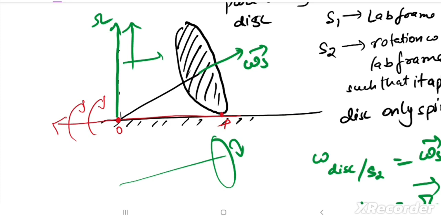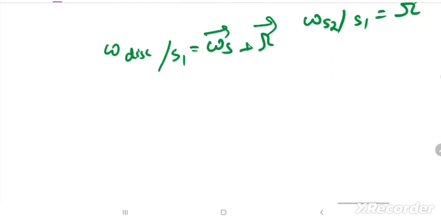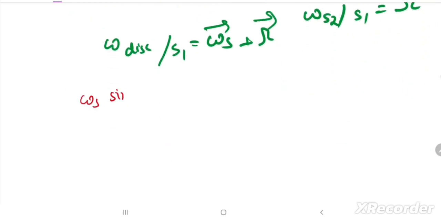Basically, the summation of omega s vector and omega vector will point towards the instantaneous axis of rotation. Now we know that the instantaneous axis of rotation is pointing along the x direction. So I can say that the y component of the net angular velocity should be 0. And suppose this is theta. So I can say that omega s sine theta plus omega vector is equal to 0.